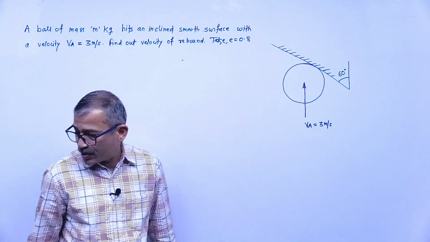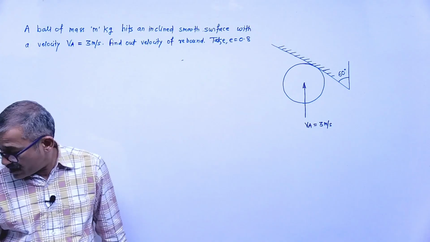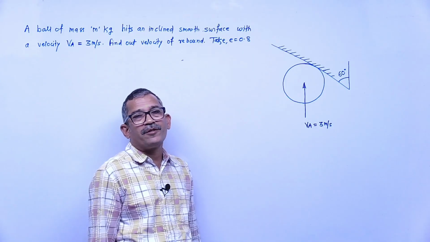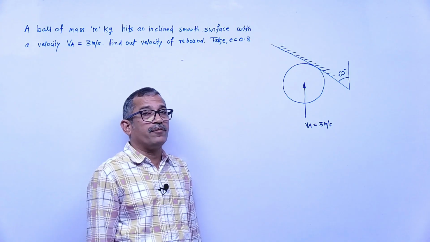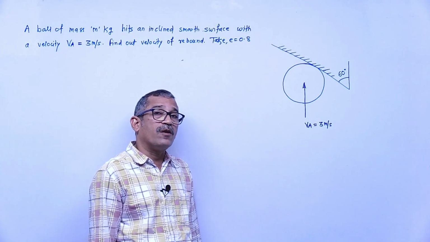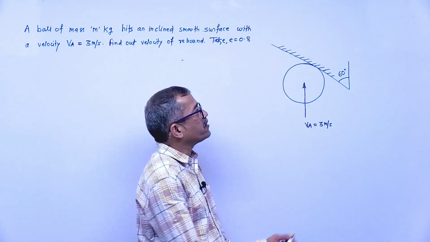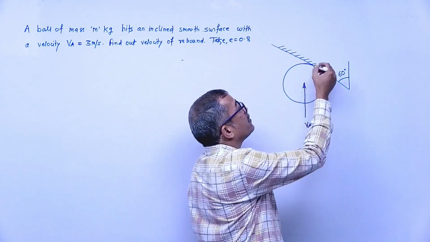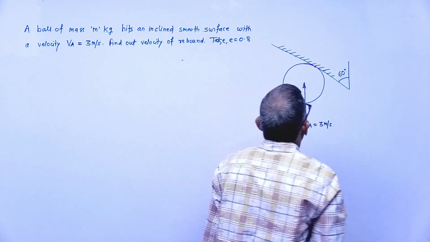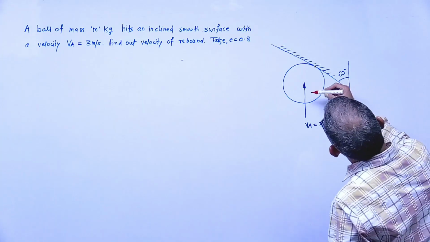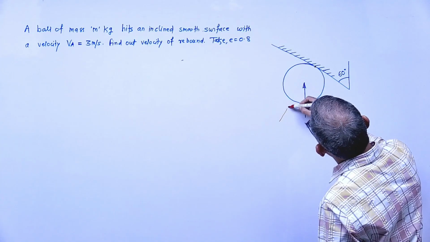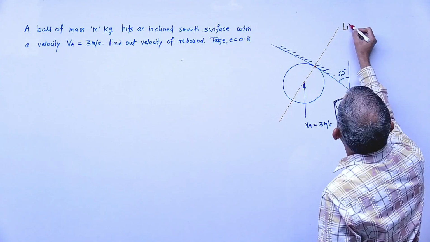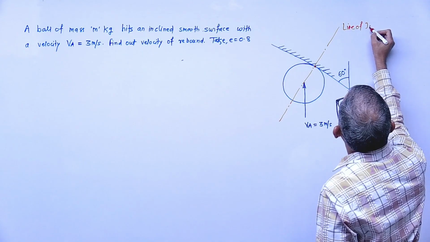First step is what? You have to decide which type of impact this is. How will we decide? First you must know the line of impact. Recall, line of impact means the line which is normal to the contact surface. Which is the contact surface here? This is the contact point, right? If I draw a normal here, that will pass through the center, right? So I am representing here the line of impact. This line represents the line of impact.